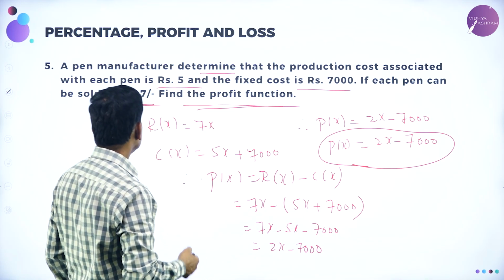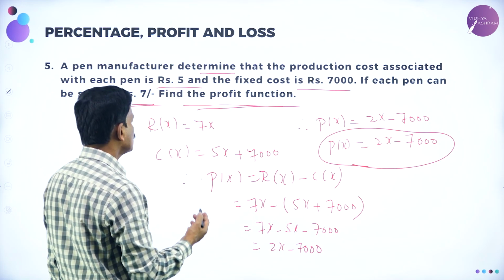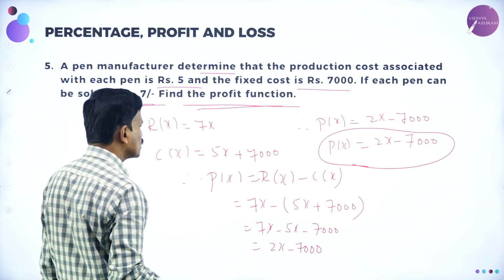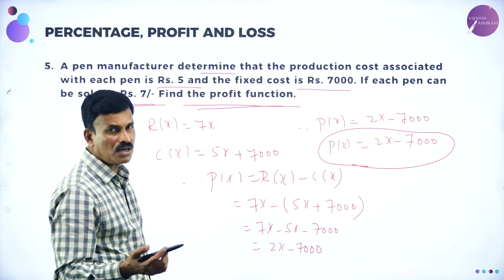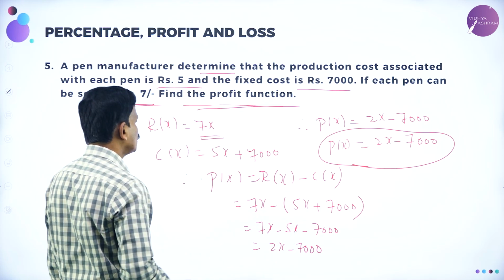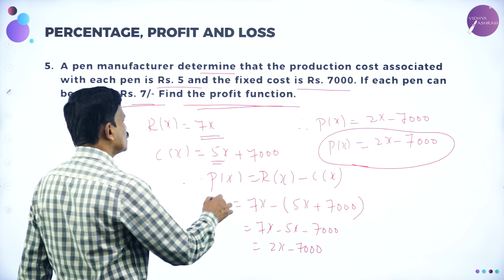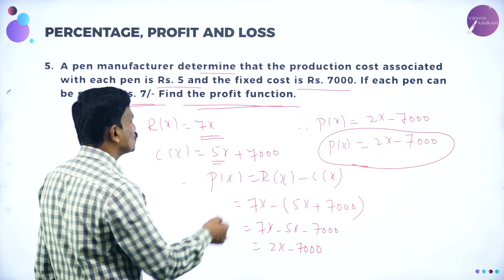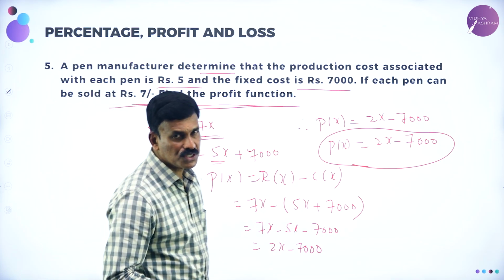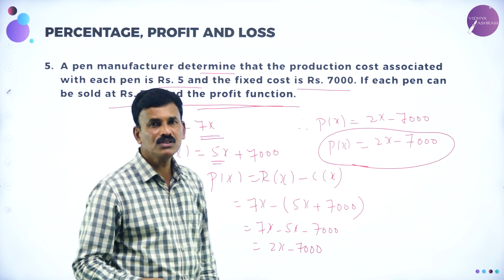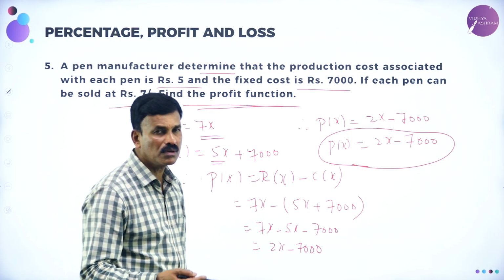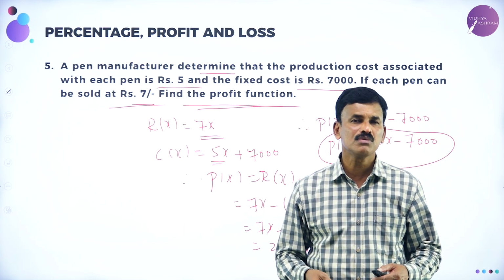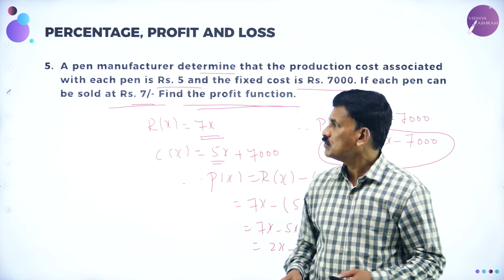See here what is given. R of x is given and C of x is nothing but 5x plus 7000. So, the profit function is nothing but R of x minus C of x, that is, revenue function minus cost function. Revenue function is 7x and the cost function is 5x plus 7000. 7x minus 5x is 2x minus 7000. Therefore, the profit function P of x is equal to 2x minus 7000. This is how we are going to solve this problem for 2 marks. These are all very important and simple problems for 1 or 2 marks, and a few definitions. So, move on to the next problem.